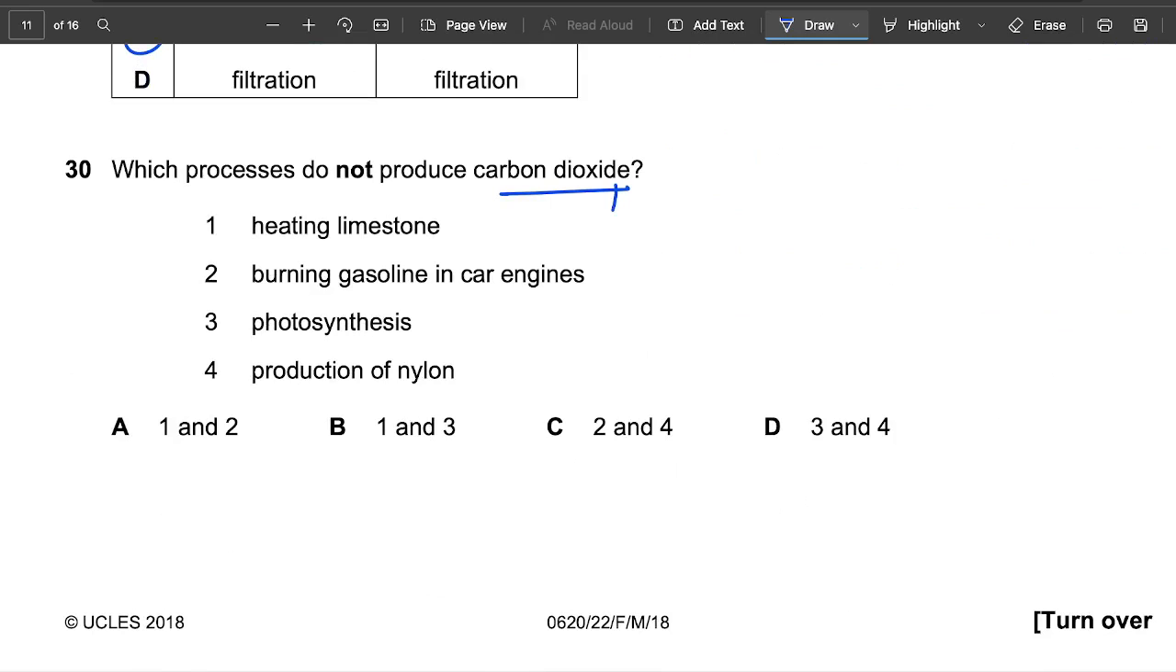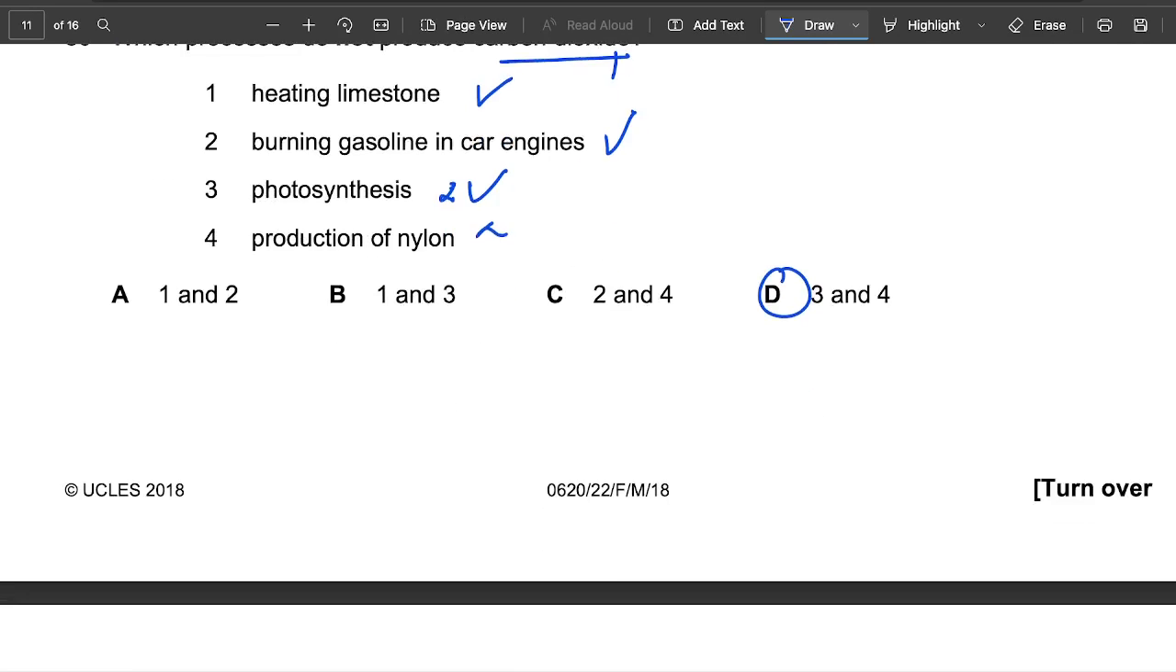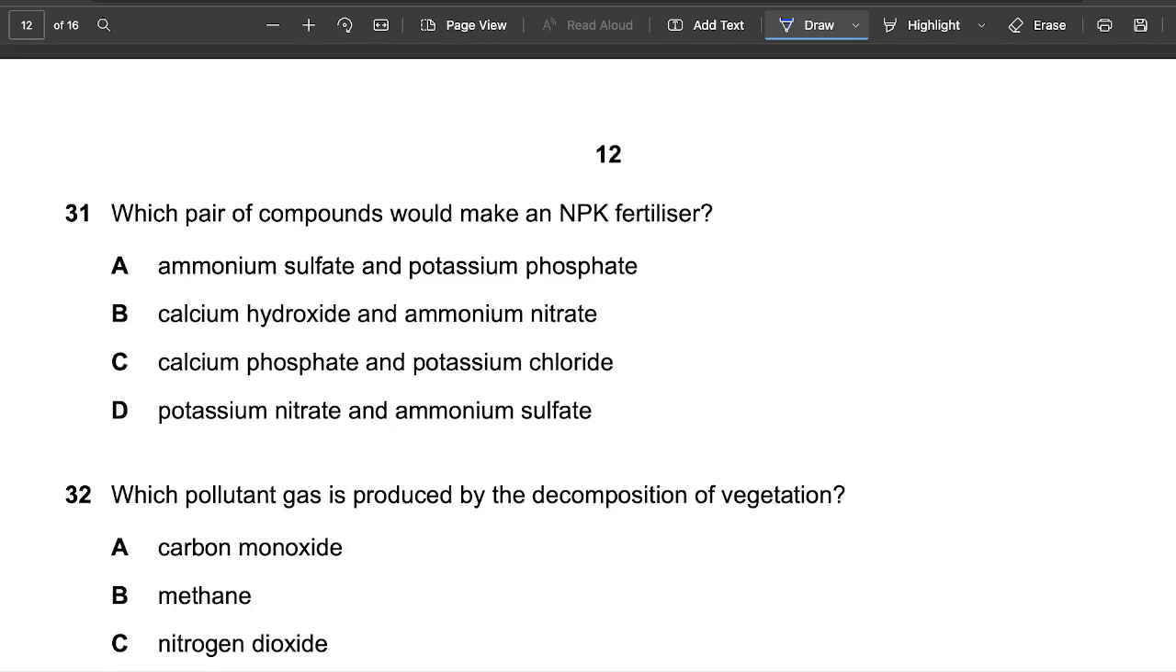Which processes do not produce carbon dioxide? Heating limestone, calcium carbonate: we're heating it, so this produces carbon dioxide. Burning gasoline in a car does produce it. Photosynthesis: carbon dioxide is a reactant, not a product, so this is correct. Production of nylon, again, so I think it should be 3 and 4, where no carbon dioxide is produced. Which pair of compounds would make an NPK? NPK is nitrogen, phosphorus, and potassium. So we're looking at that.